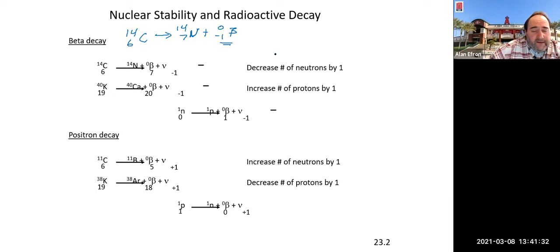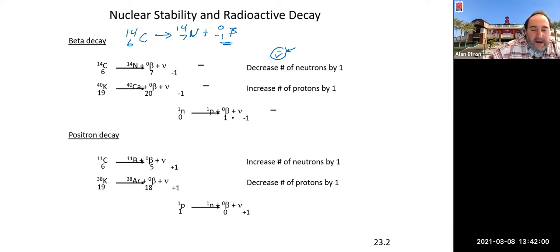Those little guys there are neutrinos. They really have no mass or anything like that. We don't really deal too much with those here, so you don't have to worry about putting them into the equations. What is happening here is we actually see a decrease in the number of neutrons by 1 and also an increase in the number of protons by 1.